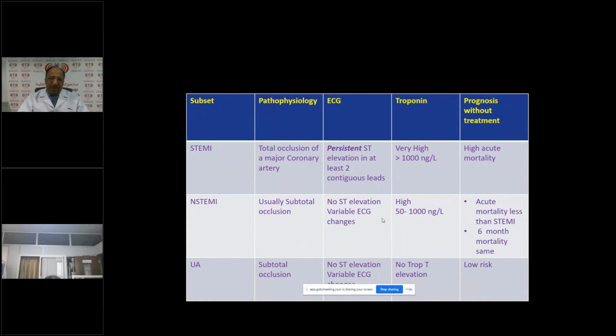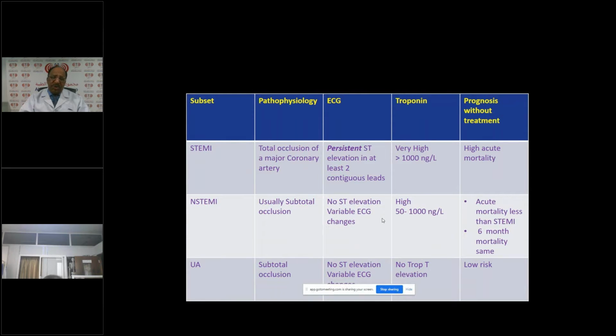Now, if you look at the comparison between STEMI, NSTEMI, and unstable angina. In STEMI, almost always there is total occlusion of a major coronary artery. There will be persistent ST elevation, and troponin, that is high sensitive troponin, is very high, usually above 1000 nanogram per liter at peak levels. And there is high acute mortality if not properly treated.